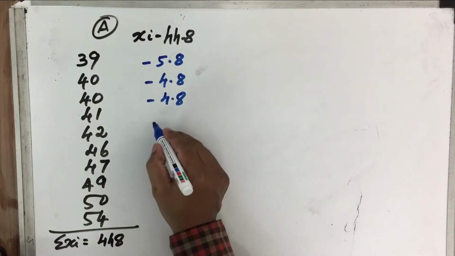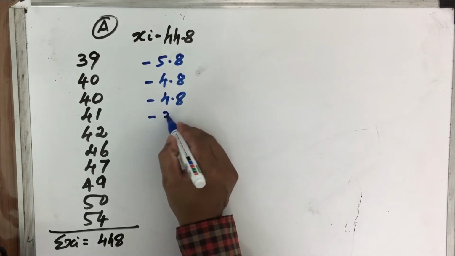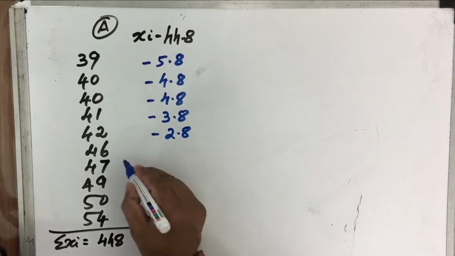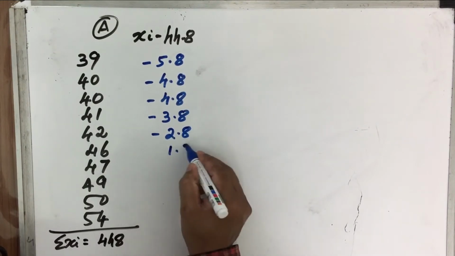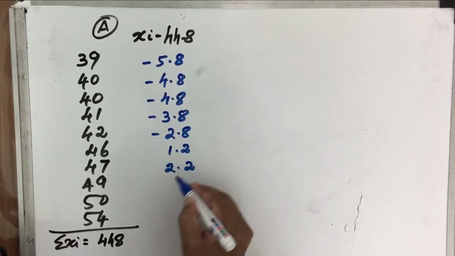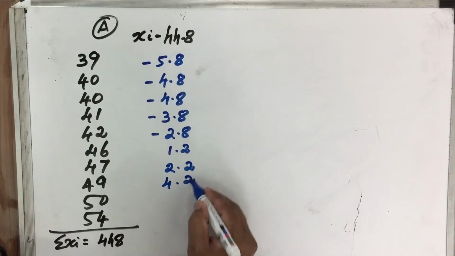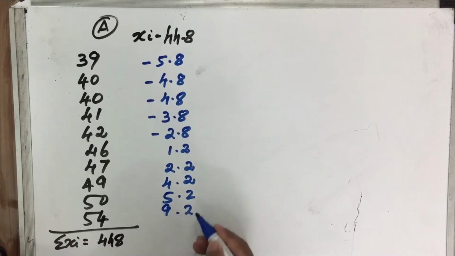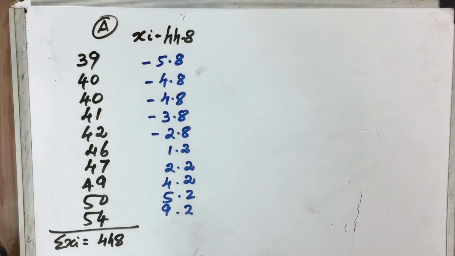41 minus 44.8 is minus 3.8. So this is minus 2.8. This will be plus 1.2. This is 2.2. This is 4.2. This is 5.2. And this is 9.2. Okay, so we got the difference.